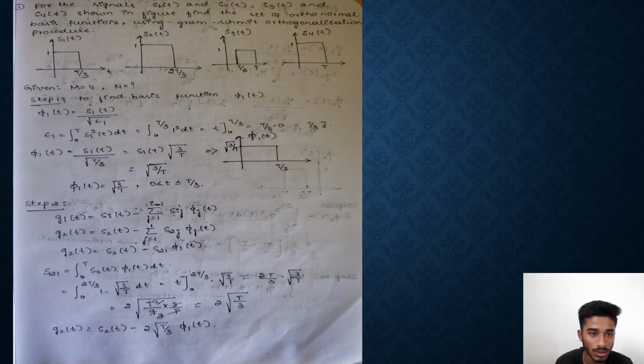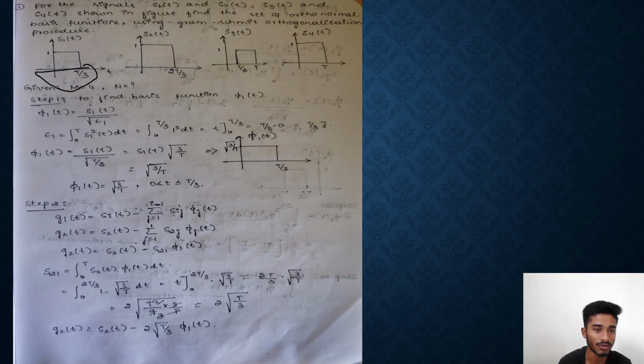E1 is equal to the integration from 0 to T of s1 square of t dt, which is from 0 to T by 3. We are taking the first function, the first diagram, with 0 to T by 3. So integral from 0 to T by 3 of 1 square dt, because the amplitude is 1 here, is equal to t from 0 to T by 3, which gives us T by 3 minus 0, equal to T by 3 joules.